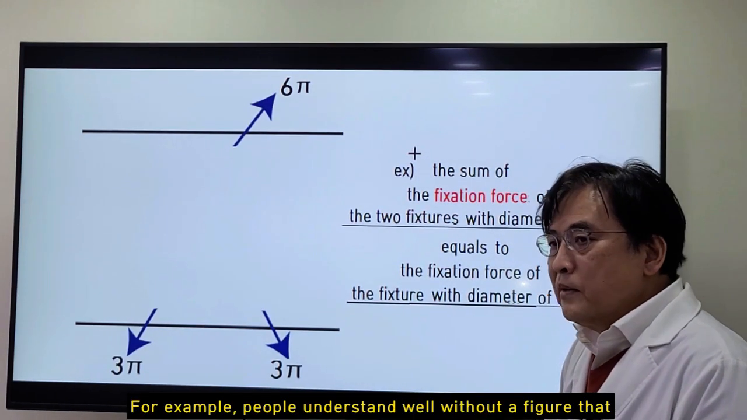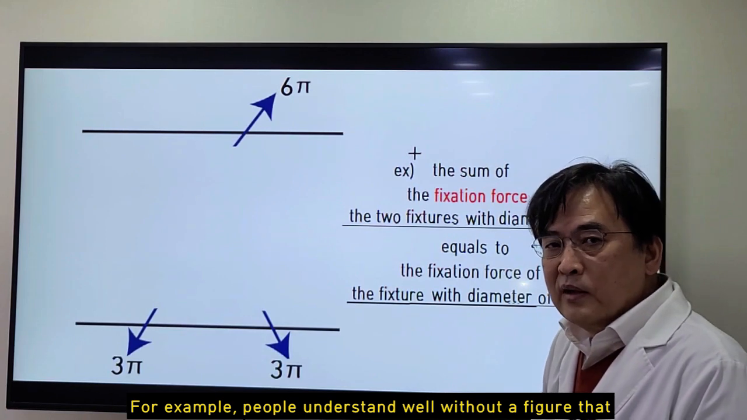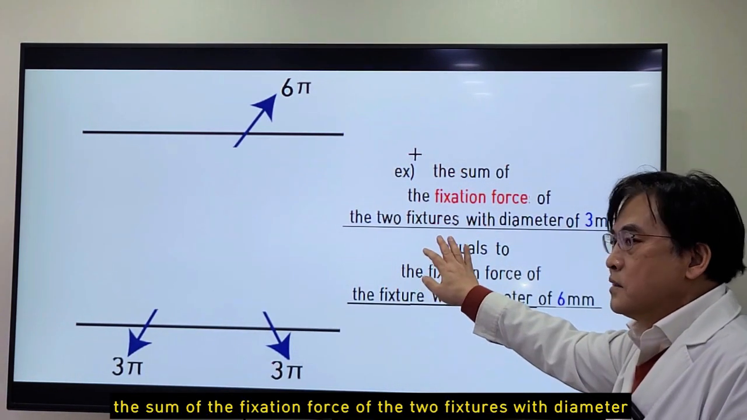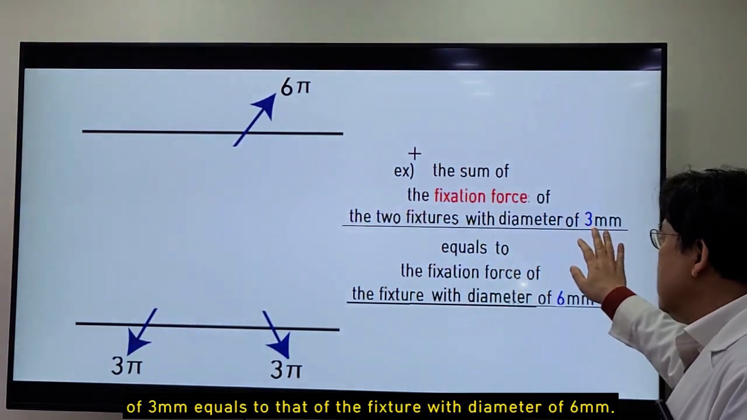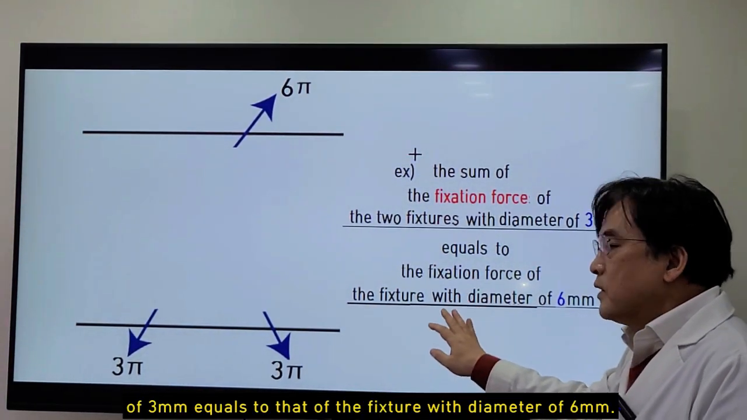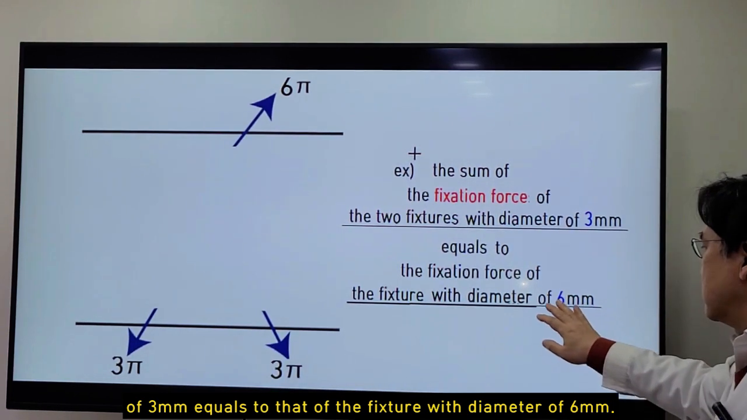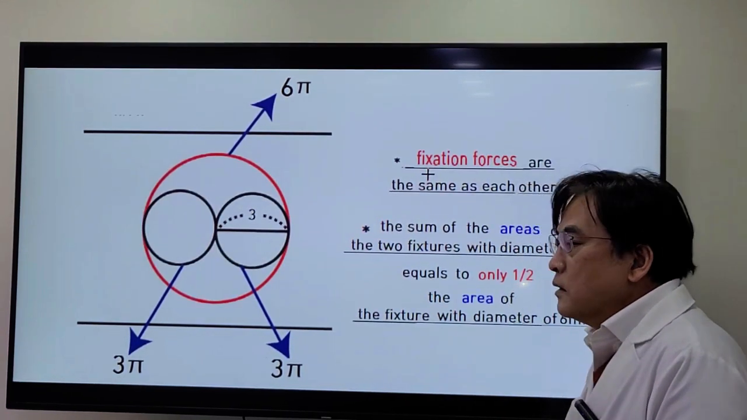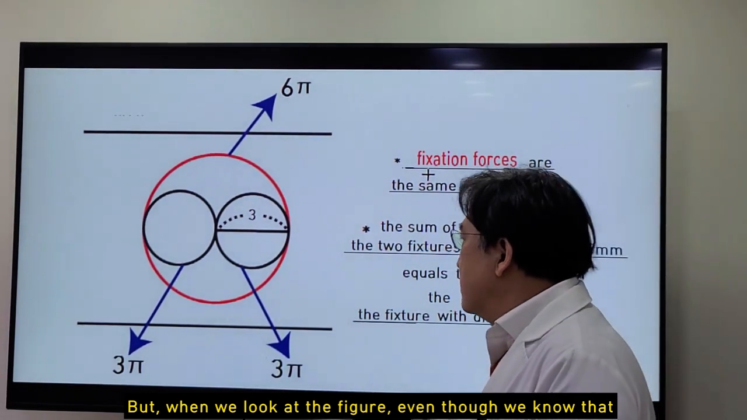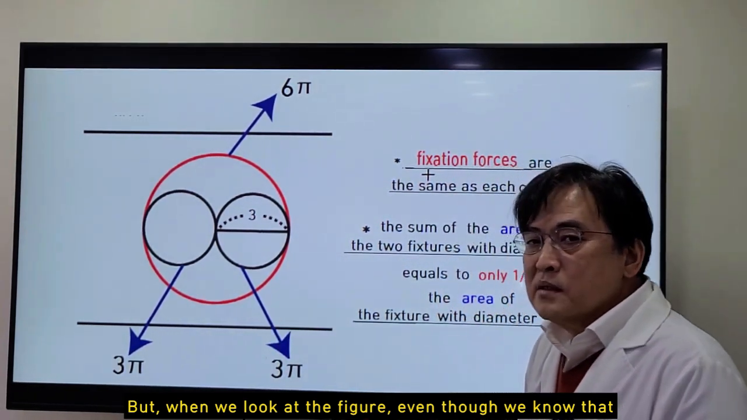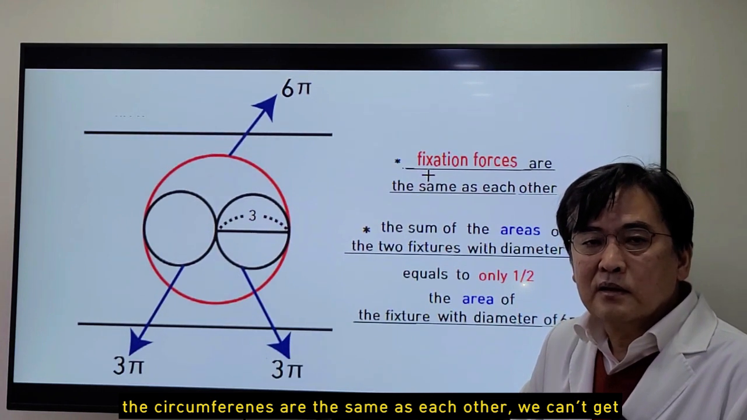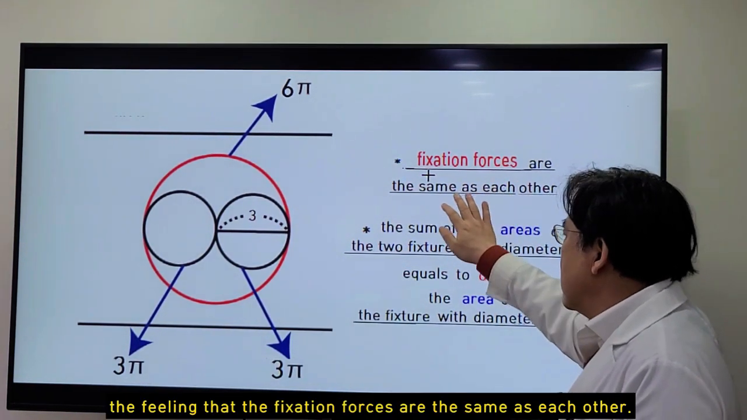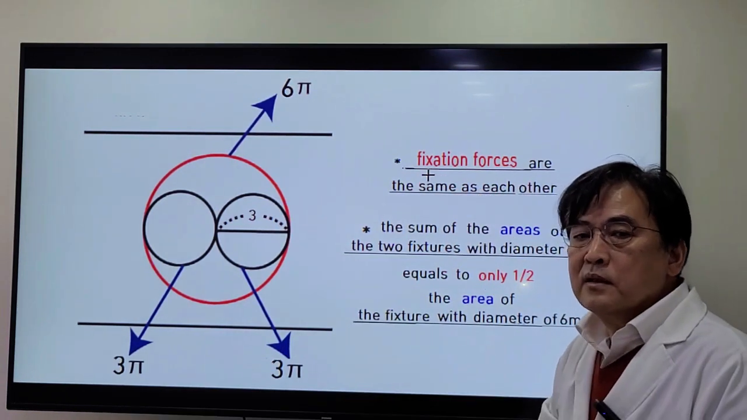For example, people understand well without a figure that the sum of the fixation force of two fixtures with a diameter of 3 millimeters equals that of a fixture with a diameter of 6 millimeters. But when you look at the figure, even though we know the circumferences are the same as each other, we cannot get the feeling the fixation forces are the same.